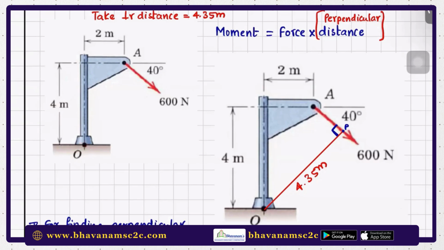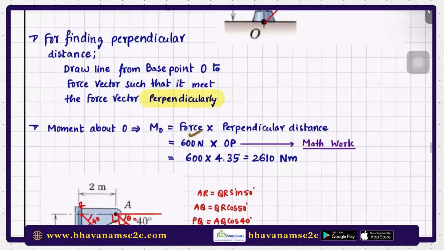As I said, the distance is nothing but the perpendicular distance. You have to draw it from the origin and keep on drawing so that it will meet the force vector perpendicularly. After that, you mark it as some point P. Then this perpendicular distance is nothing but the distance OP. We need to find that distance. Once you find the distance, in the question, I have asked you to take it as 4.35 meter. So once it is done, your moment is simply 600 into 4.35, that is 2610.